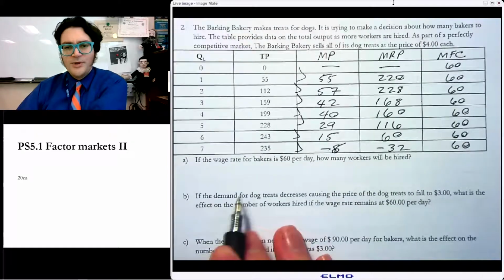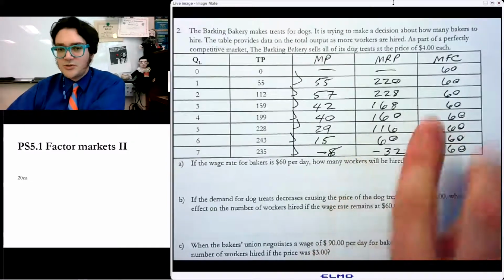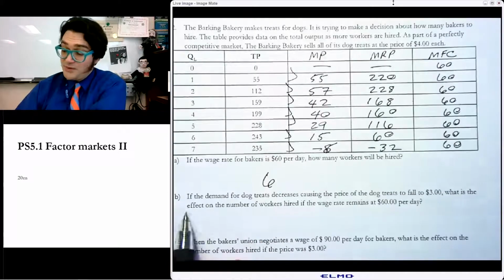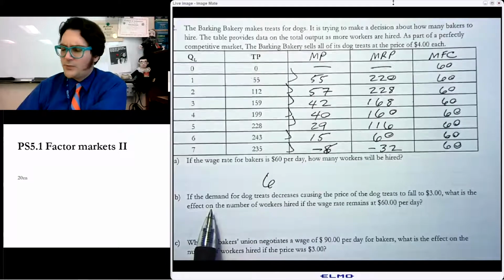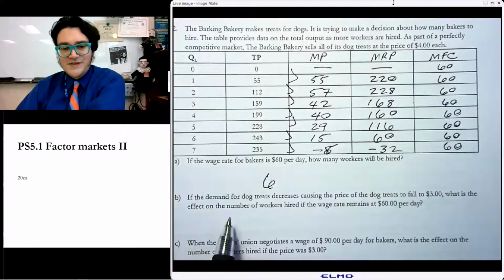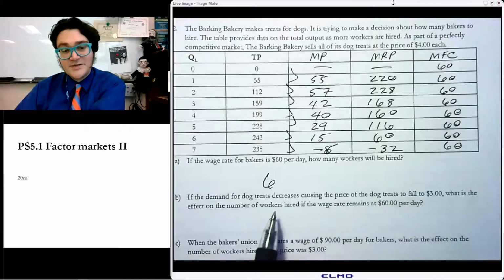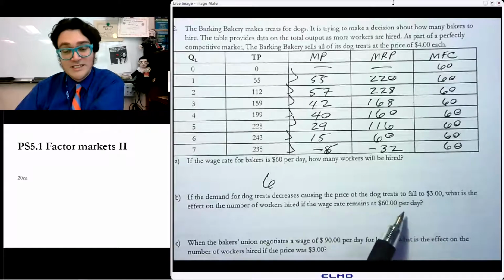Okay. How many workers do we hire? We hire the 6th worker. 6. Now part B. If the demand for dog treats decreases, causing the price to fall to 3, what's the effect on the number of worker hires if the wage rate remains at 60?